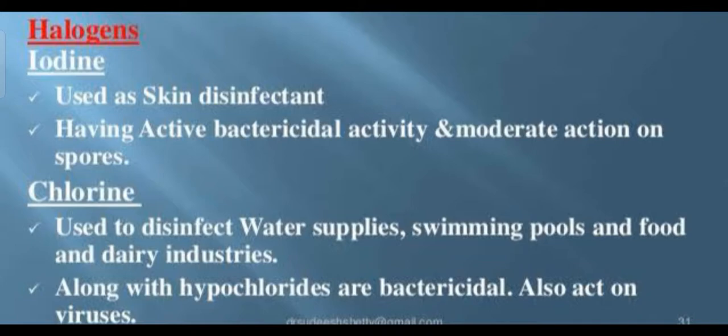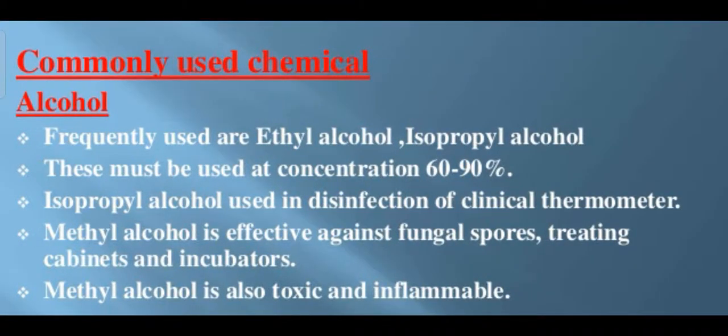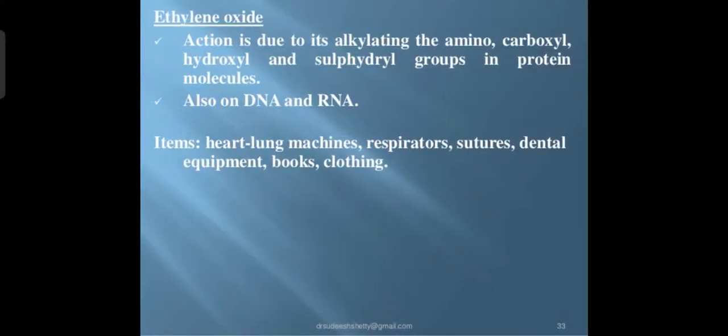Disadvantages: they are rapidly inactivated in the presence of organic matter. Iodine is corrosive and staining. Bleach solution is corrosive and will corrode stainless steel surfaces. Next we have gaseous agents. Under that we have ethylene oxide.